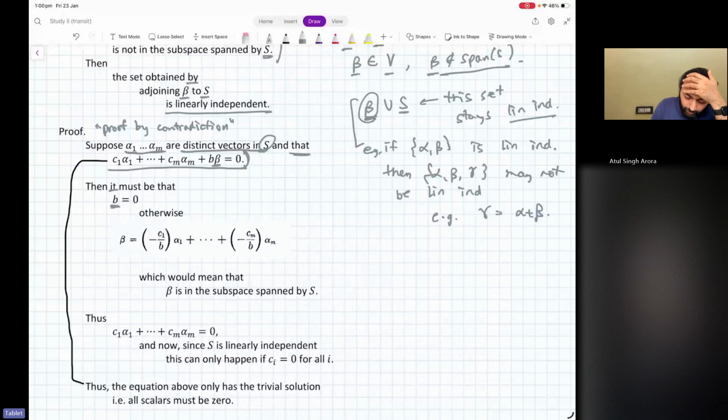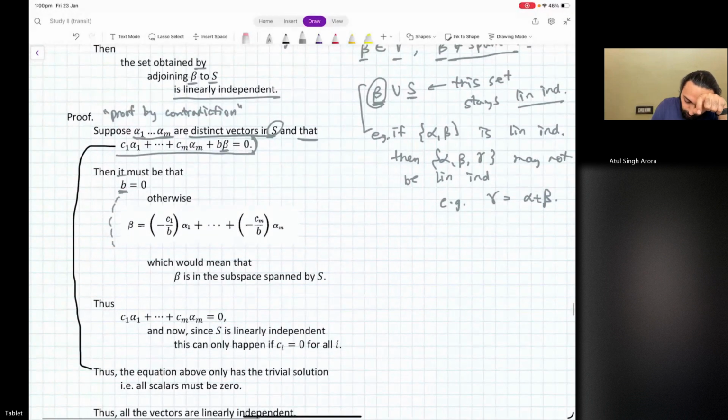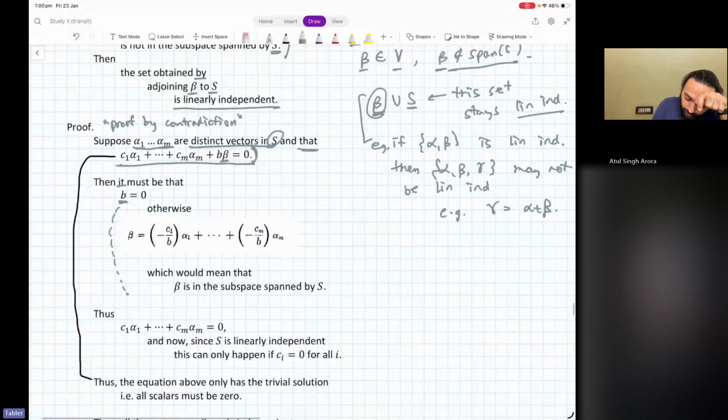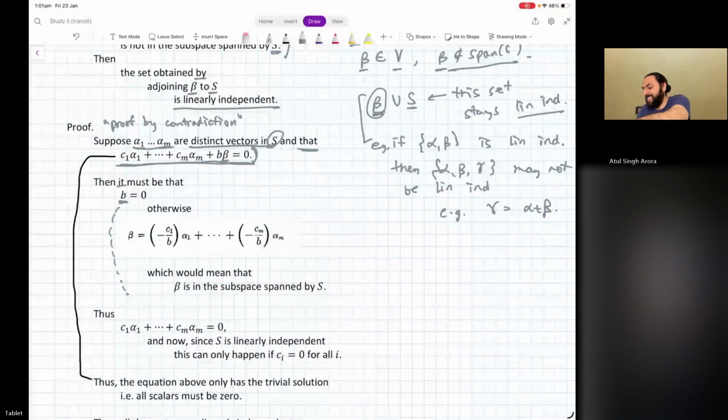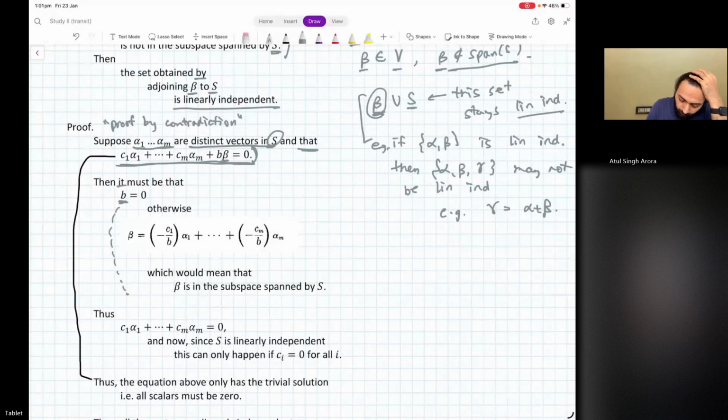Why is that? Samarth, do you see why that is? B is equal to B. Yeah, so if it is the case that this combination disappears, yeah, go ahead. Yes, sir. So because if B is not equal to 0, then it will be spanned by the following vectors, and it is given that S does not span beta.